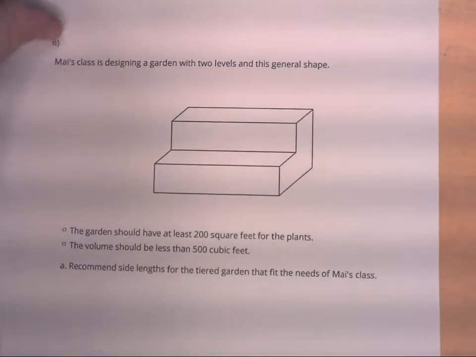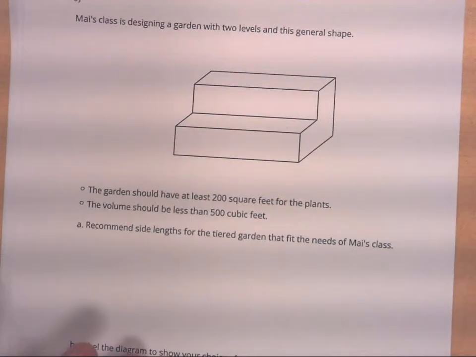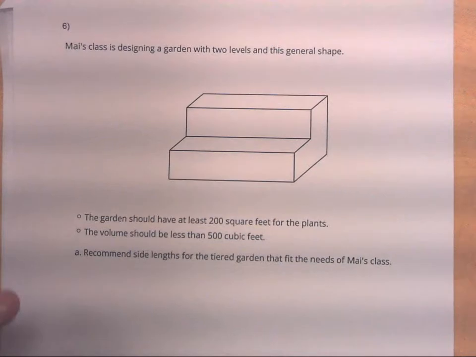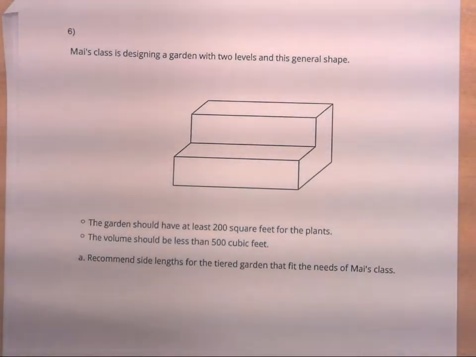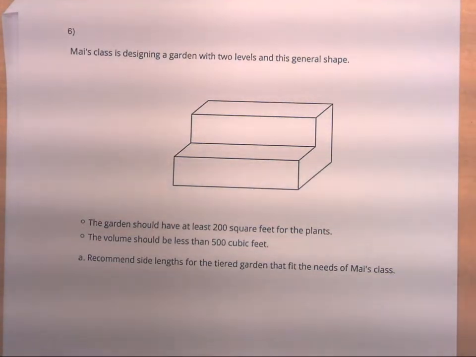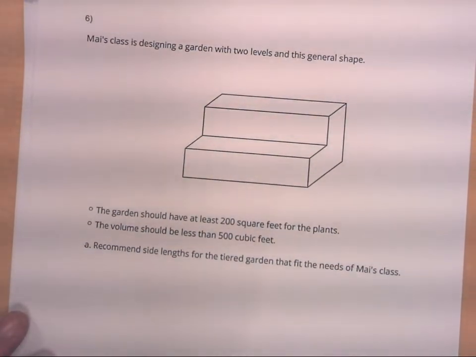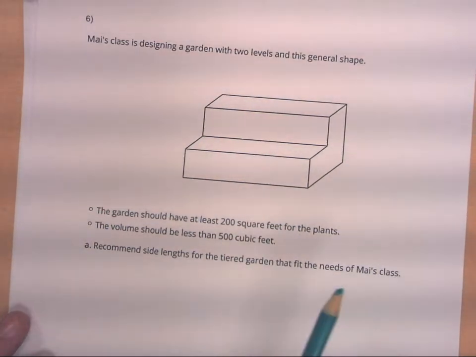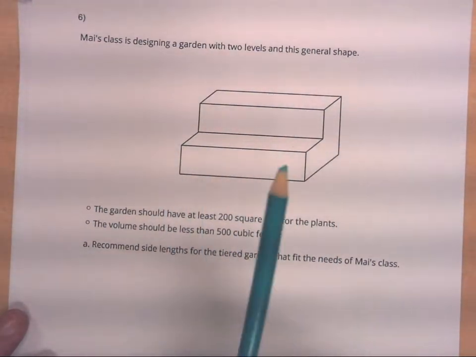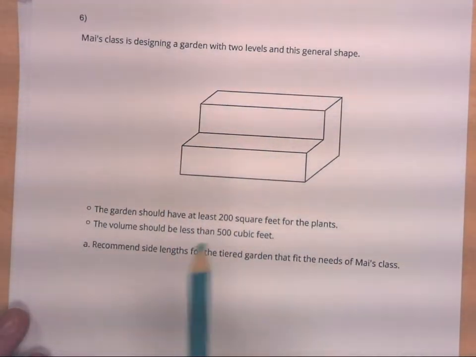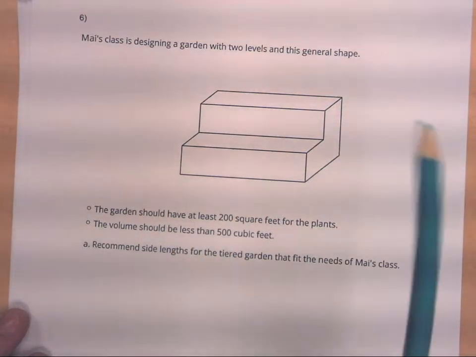All right, so this is the last question. This by far has generated the most questions among students and parents alike. So, the question states, May's class is designing a garden with 2 levels in this general shape. So what we have here is supposed to represent this garden that May's class is building.